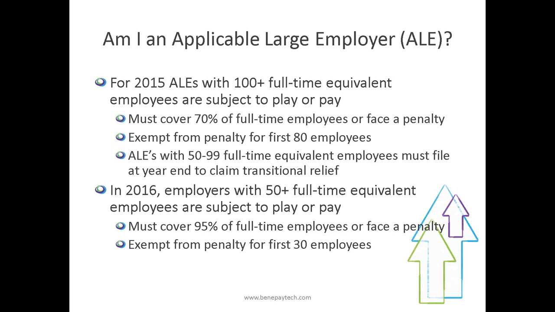In 2016, all applicable large employers, so all companies with 50 or more full-time and full-time equivalent employees, are subject to the play or pay. For 2016, they must offer affordable health insurance to at least 95% of their full-time employees or face a penalty. If you choose to pay to face the penalty in 2016, you are exempt from penalty for the first 30 full-time employees.